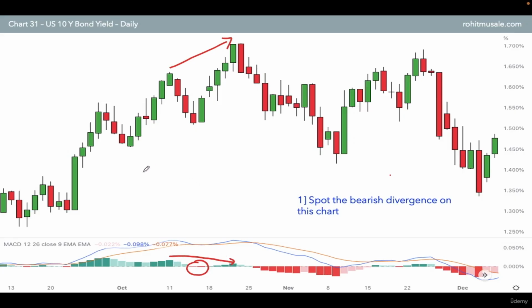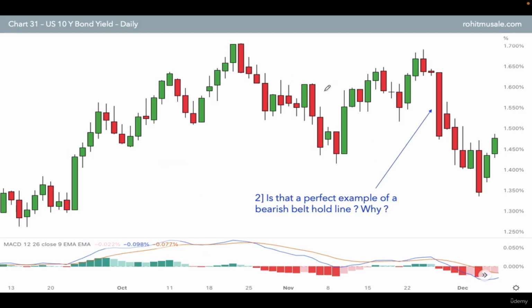So when the price goes up and the histogram goes down and the histogram crosses the center line, that's a bearish divergence. Okay? And look what happened after the bearish divergence. It's very important. Is that a perfect example of a bearish belt hold line and why? It's not a bearish belt hold line. It looks like a bearish belt hold line, but it comes after an uptrend. You should have a bearish belt hold line somewhere here. That is not the case with this candle.